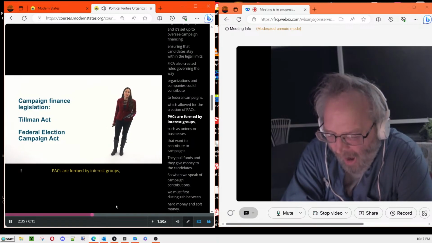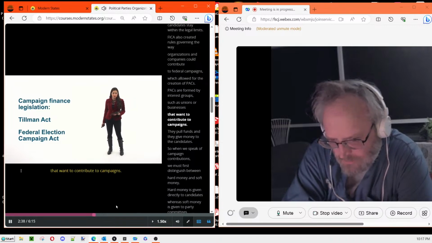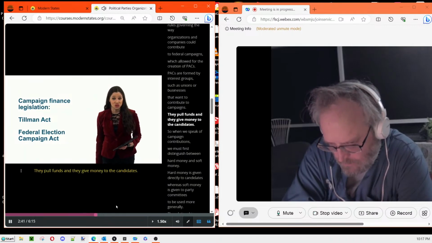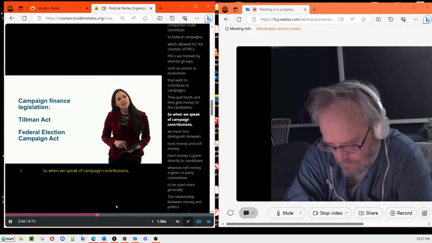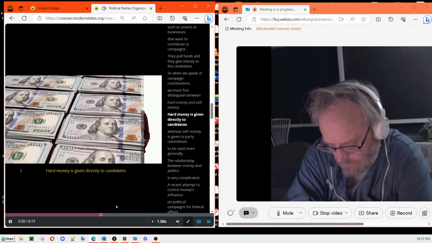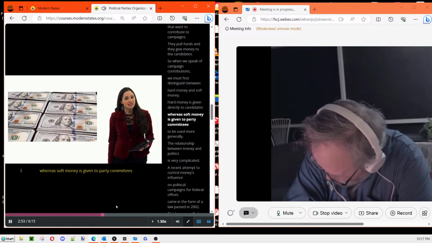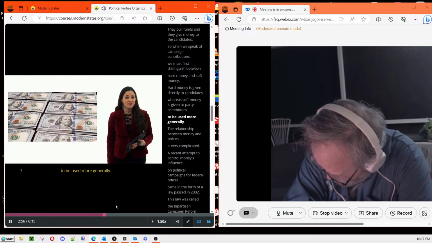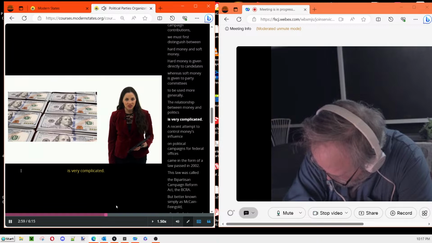PACs are formed by interest groups, such as unions or businesses that want to contribute to campaigns. They pool funds and they give money to the candidates. So when we speak of campaign contributions, we must first distinguish between hard money and soft money. Hard money is given directly to candidates, whereas soft money is given to party committees to be used more generally. The relationship between money and politics is very complicated.